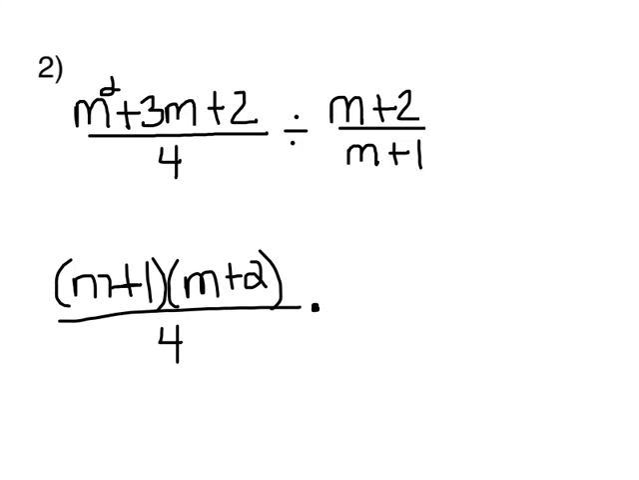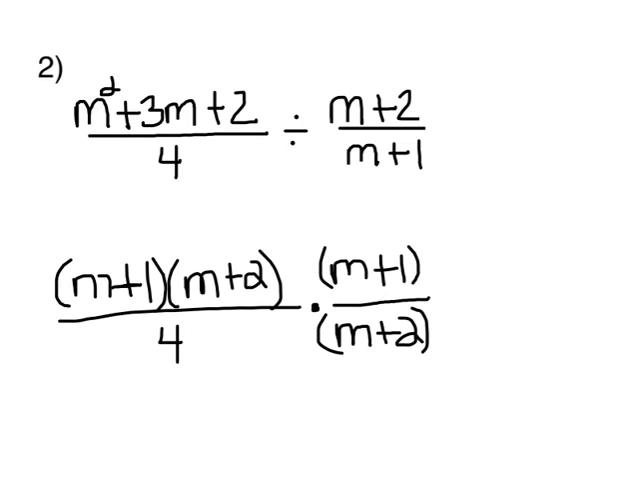We'll be multiplying by our reciprocal, which is m plus 1 over m plus 2. And now we can reduce. Our m plus 2 on the top will cross off with our m plus 2 on the bottom, and we'll be left with the expression m plus 1 times m plus 1, so that'll be m plus 1 squared, over 4.